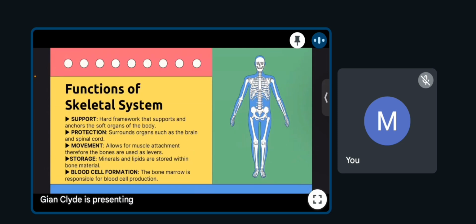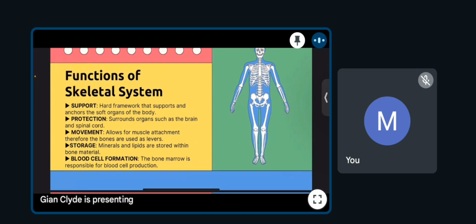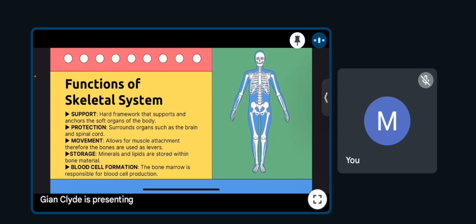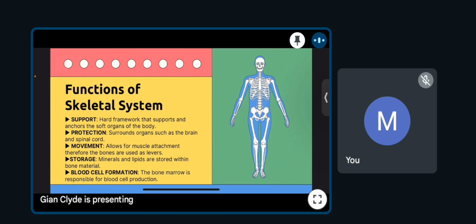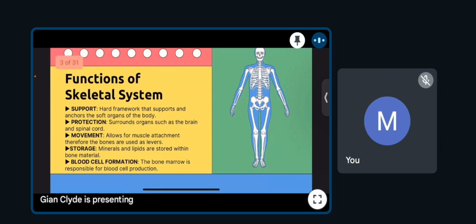Next are the functions of the skeletal system. As for the word itself, support and protection, this provides us a hard framework that surrounds organs such as the brain and the spinal cord, together with your internal organs, to stay intact and also para hindi pakalat-kalat sa body natin. For the movement, as the muscle is connected to the bone, this allows for the movement of the body. And then the blood cell formation, as also discussed, the bone marrow, which is the red bone marrow and then the yellow bone marrow. The bones provide for blood cell formation.